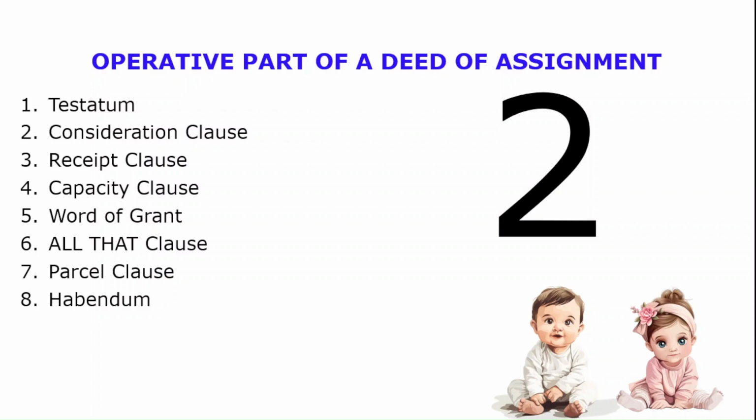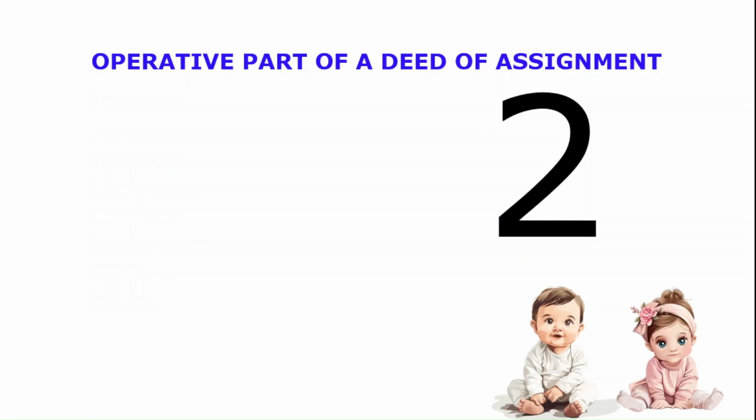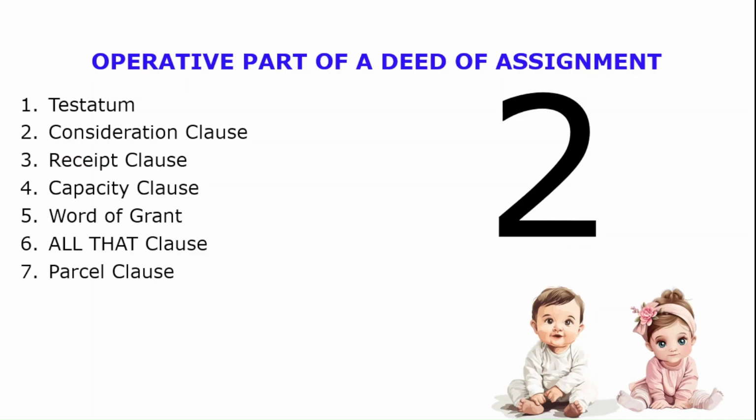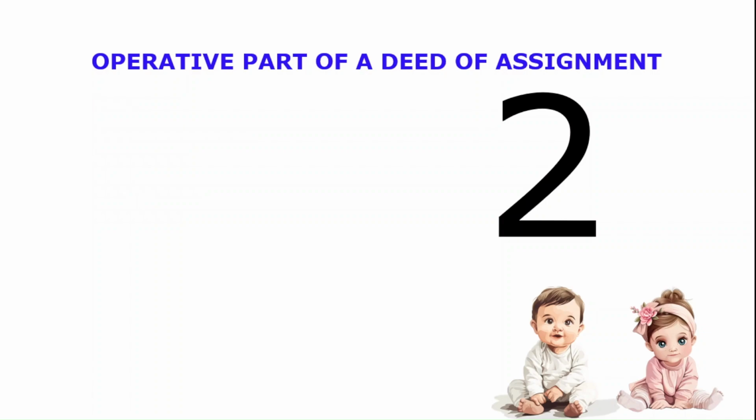Of course, we are going to painstakingly take these 8 points again and again so that at least it can help us retain the clauses in our memory, right? So let's go again. What are the clauses in the operative part of a deed of assignment? Number 1, you have the testatum, consideration clause, receipt clause, capacity clause, word of grant, all that clause, parcel clause, and addendum. We must know it. We are not guessing. In the bar finals, there's no opportunity to guess. It's either you know it or you don't know it.